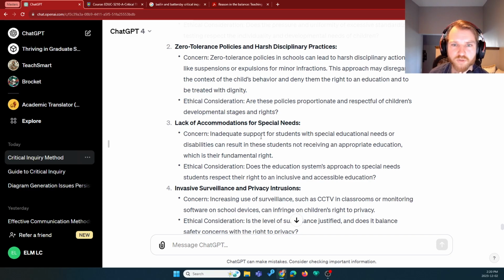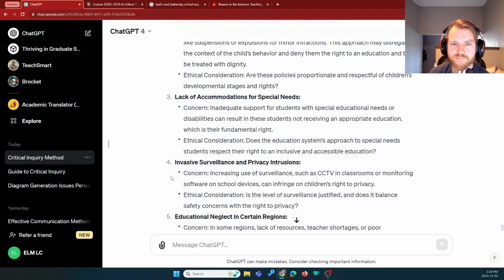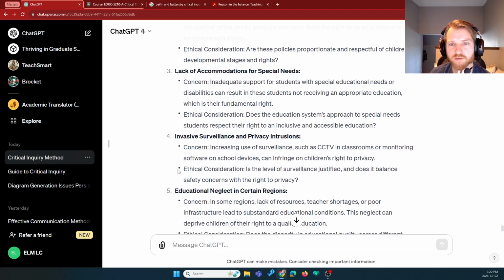Lack of accommodation for special needs. So this is one that I was kind of getting at before, that infringes on the right to an education, if there's a lack of accommodation for special needs, or just a lack of accommodation in general. If there's a student who's behind for more personal reasons or whatever, they might not receive a quality education. Invasive surveillance and privacy intrusions. Yeah.